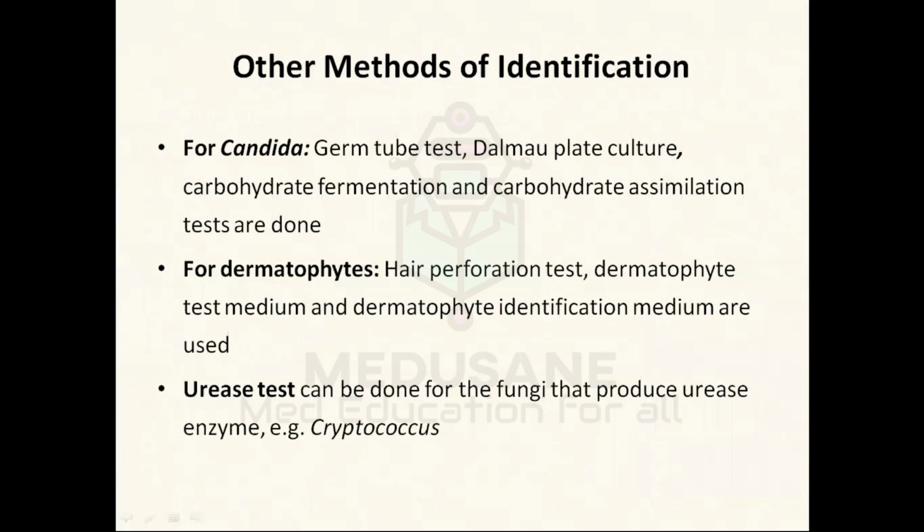What are the other methods other than this? For Candida we have the germ tube test and dermal plate culture, and for Candida we also do the sugar assimilation test. For dermatophytes there is the hair perforation test, and the urease test we usually do for Cryptococcus. These are the other methods of identification of the fungus.